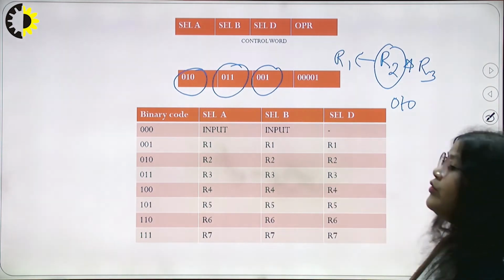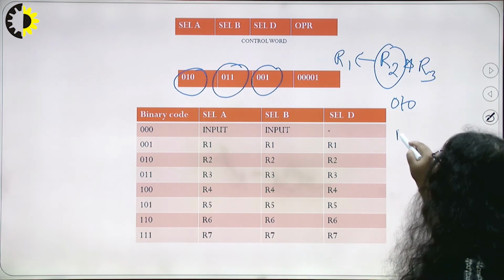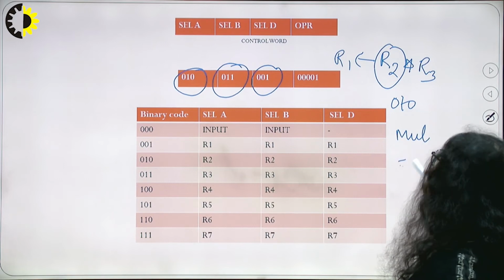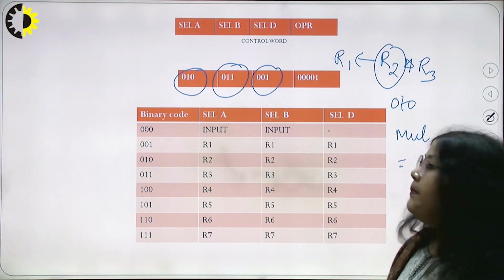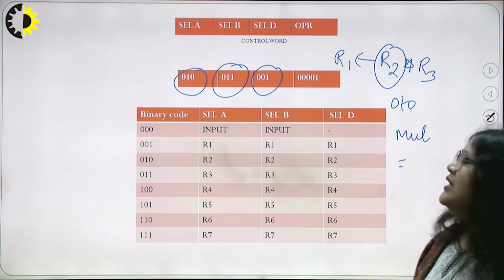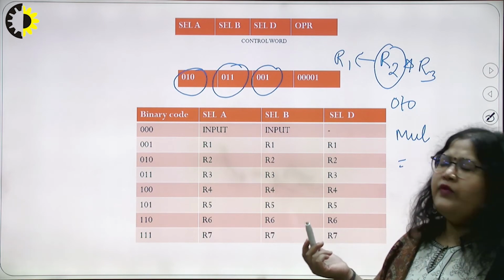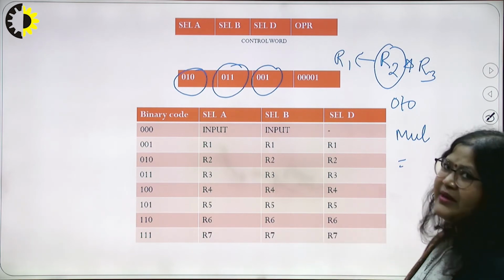And we have to assume any operation. Let us assume the multiplication is defined by some number of bits. Basically, it depends on the number of operations. If there are no operations defined in this case, because this is a simple example of the control word, we have to take 5 bits for the OPR.